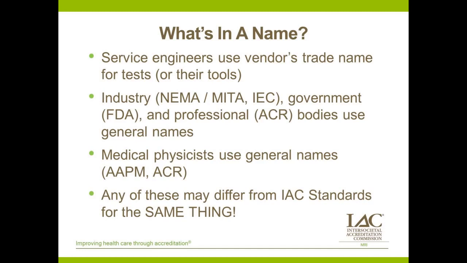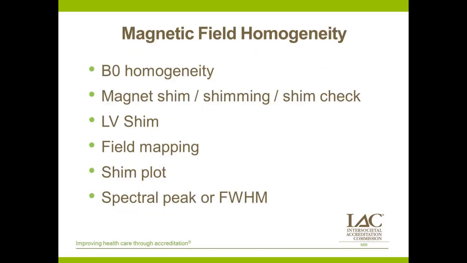So the IAC standards are another group of what I would call general names. But again, there's nobody that enforces a harmonization that says, okay, IEC and ACR and AAPM and IAC, you guys all have to use the same names, right? Everybody's free to develop their own naming conventions depending on their own governance, their own needs, etc. So what IAC calls magnetic field homogeneity may show up with a number of different names when you're looking at other documents, book chapters, preventative maintenance reports.